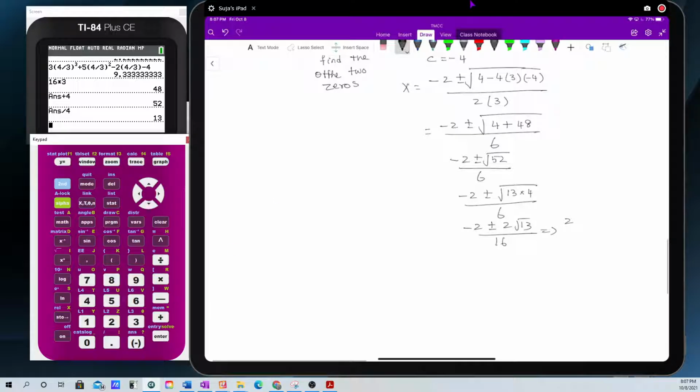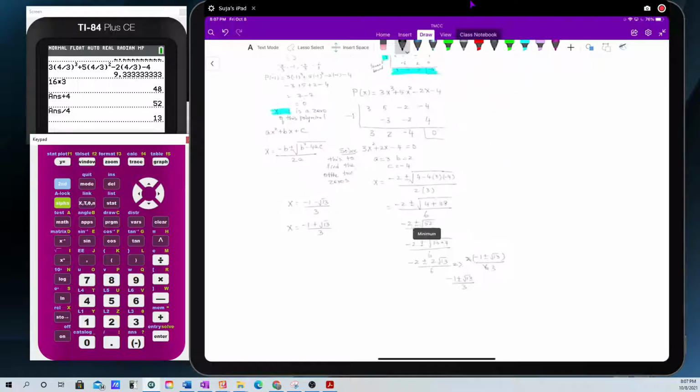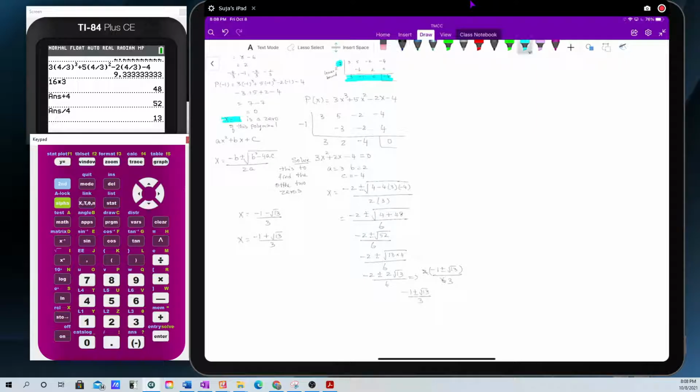Factor out a 2. So it's negative 1 plus or minus root 13 over 6. Okay, so simplify this: negative 1 plus or minus root 13 over 3. So the two zeros are x equals negative 1 minus root 13 over 3 and x equals negative 1 plus root 13 over 3. And I think this is what they're looking for, these three answers. X equals negative 1, x equals negative 1 minus root 13 over 3, and x equals negative 1 plus root 13 over 3.